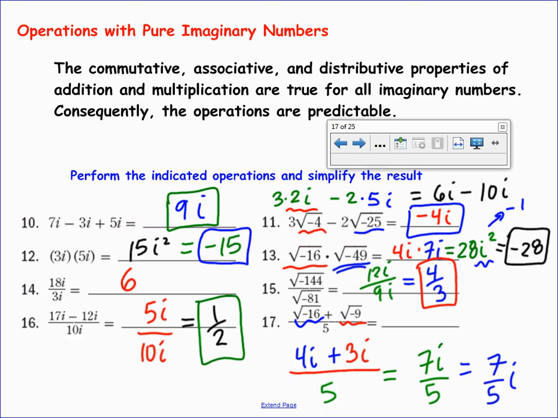So look how many of these ended up being real numbers. Even though we were performing operations with complex numbers, look how many end up being real numbers. Negative 15, 6, 1/2, 4/3, negative 28. And then several ended up staying imaginary.